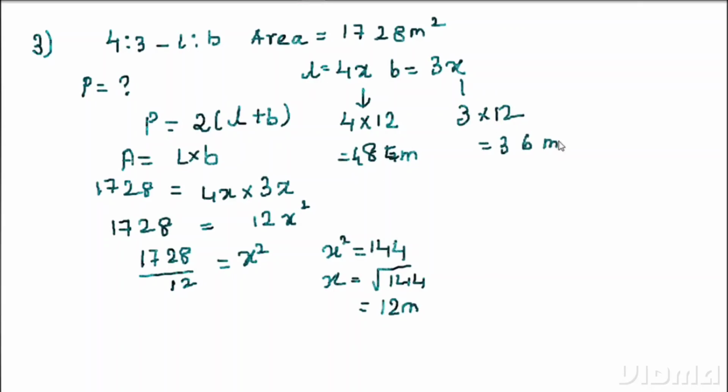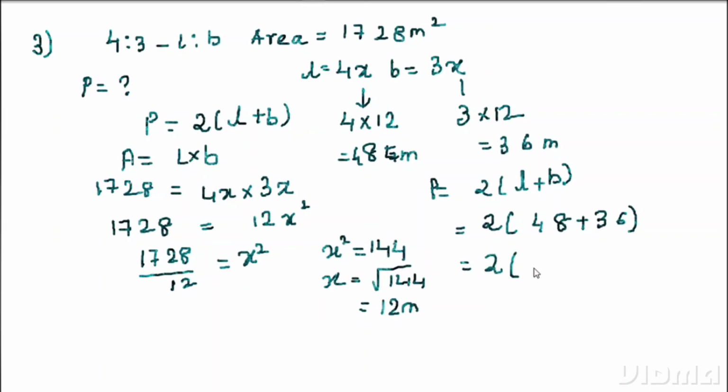Now I have found out my length and breadth. Now can I find my perimeter? Yes, it is 2 times L plus B. And the length and breadth values are already known to me, so I can write 48 plus 36. So 48 plus 36 gives me 84.